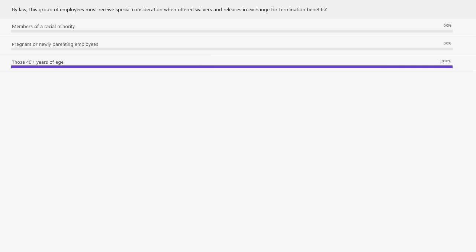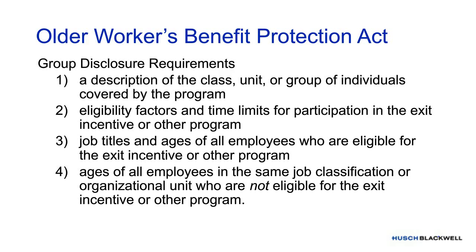So we've already talked about the consideration period of either 21 days or 45 days and the 7-day revocation period. But there is also the notice of group termination. When you're doing a group termination program, so when a waiver is requested in connection with an exit incentive program or other employment termination program offered to a group or class of employees, you have to give that additional consideration time that we've talked about, and then you also have to have a group disclosure that provides a description of the class, unit, or group of individuals covered by the program, the eligibility factors and the time limits for participation, the job titles and ages of all employees who are eligible for the exit incentive or other program, and the ages of the employees in the job classification who are not eligible for the exit incentive program.